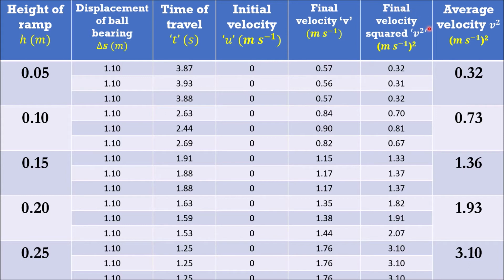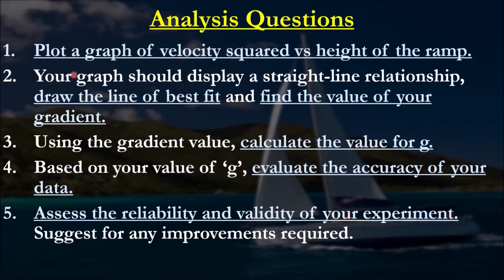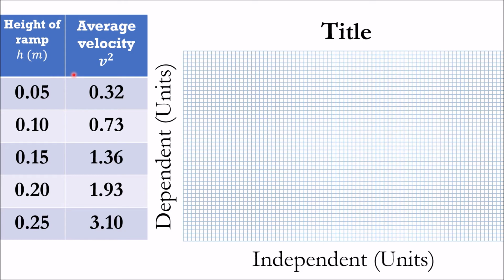And then we're going to do final velocity squared. And then we're going to find the average of the velocity squared. Okay? I'll explain why we do velocity squared in a second. But at the end, you're going to be graphing velocity squared against the height. Okay, so let's look at the line of best fit.